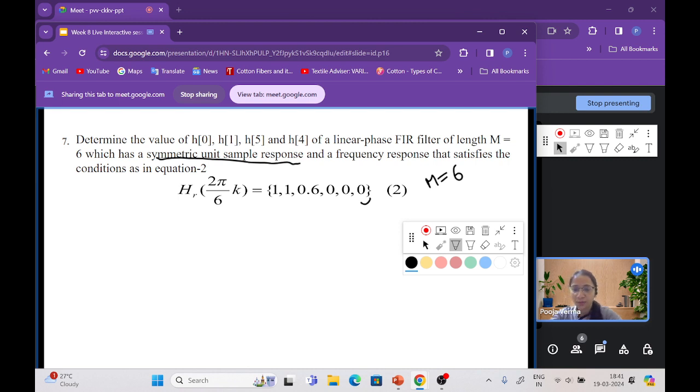Okay, so already you have seen in the previous slides the formula for alpha, here alpha is equal to 0, right, and it is a symmetric sample. So g of k is equal to minus 1 to the power k h r at 2 pi by 6 k, right, it is h r.